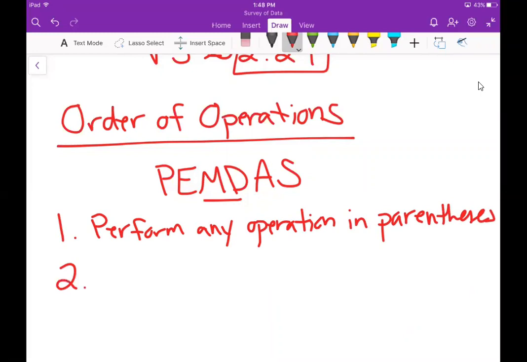The second thing you're going to do, so we've taken care of the P, the E means exponents. So then you're going to do any exponents, and since we know that square roots come into play there too, we're going to do any exponents or square roots next.